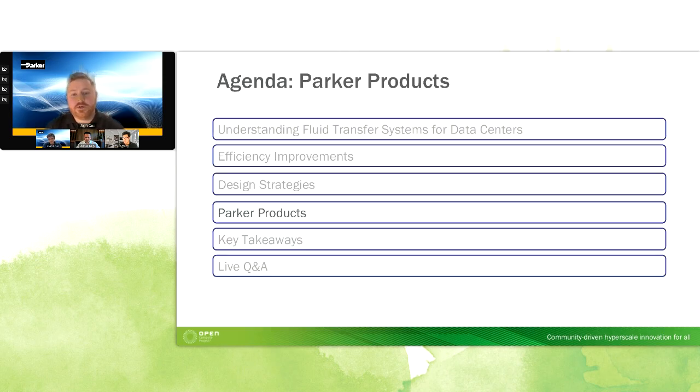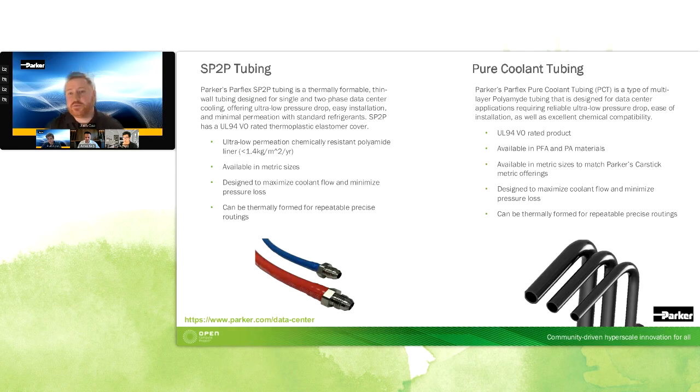The next slides that I'm going to go through quickly are our Parker products that are specifically designed for these applications. All these products can be found at the URL on the bottom left-hand side of these slides at www.parker.com/datacenter.